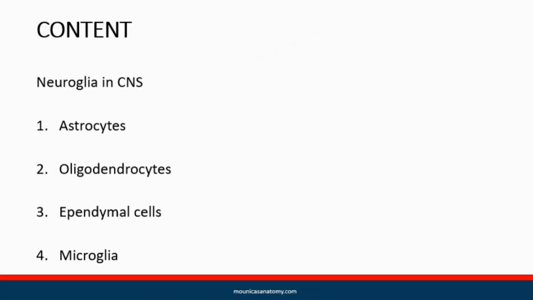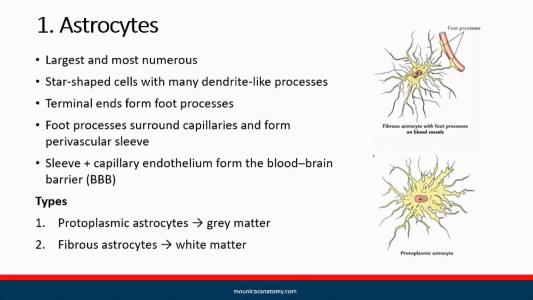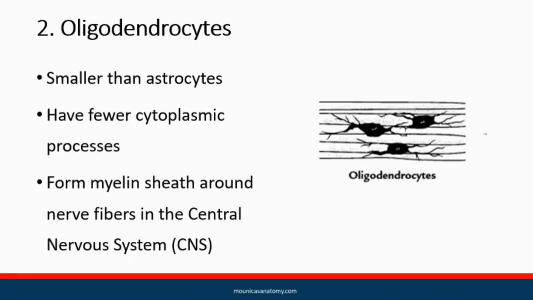Neuroglia, part 2. Let's study neuroglia in CNS, that is astrocytes, oligodendrocytes, ependymal cells, and microglia. Astrocytes are the largest and most numerous. They are star-shaped cells with many dendrite-like processes. Terminal ends form foot processes. These surround capillaries and form a perivascular sleeve. Sleeve and capillary endothelium form the blood-brain barrier. Types: protoplasmic astrocytes in grey matter, fibrous in white matter.